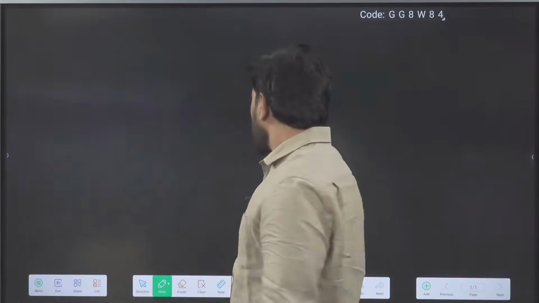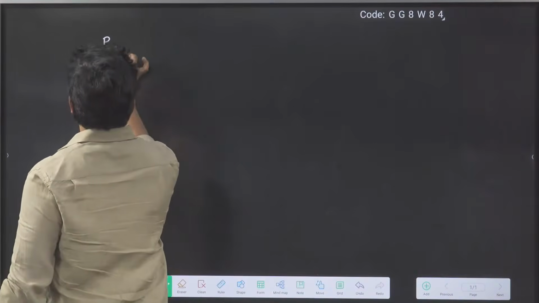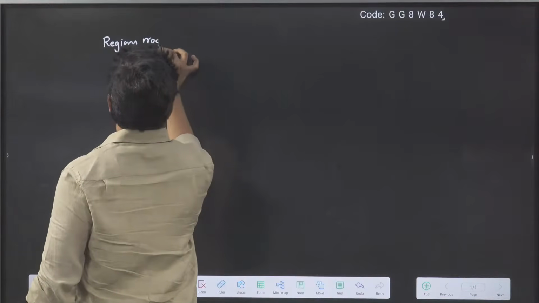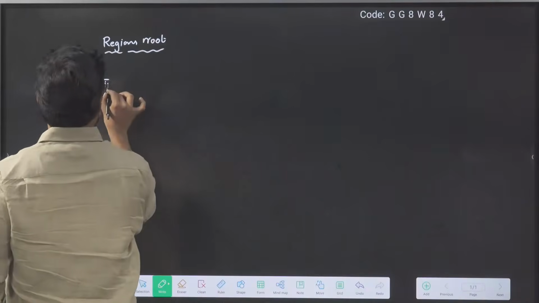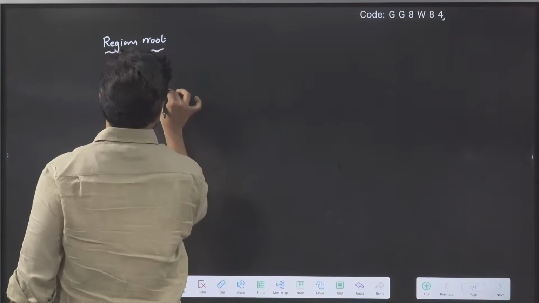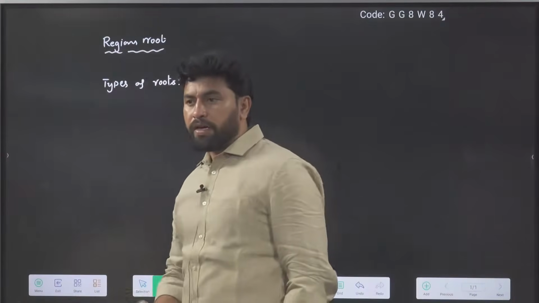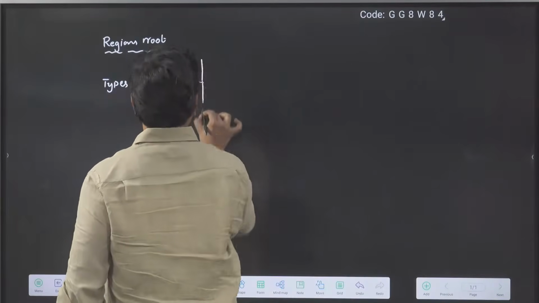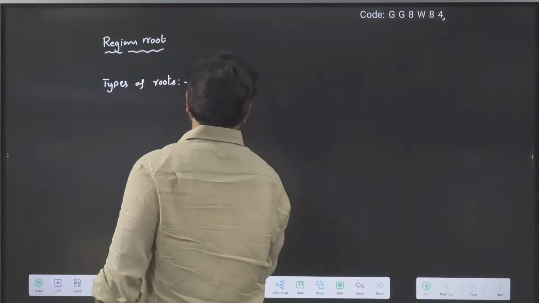Yesterday, I discussed regions of root. Okay. Now, let us learn from types of roots onwards. Types of roots. What are the varieties of roots that we identify in angiosperms? Based on their origin and their development, roots are of three types.